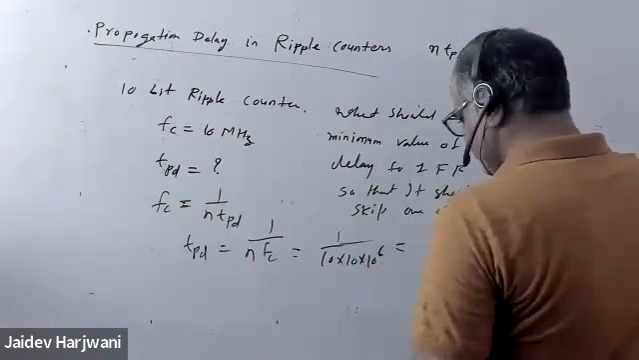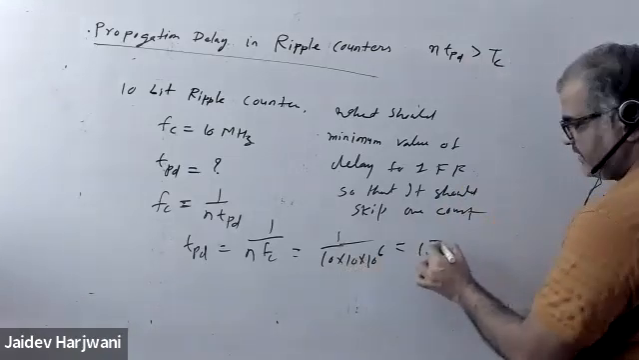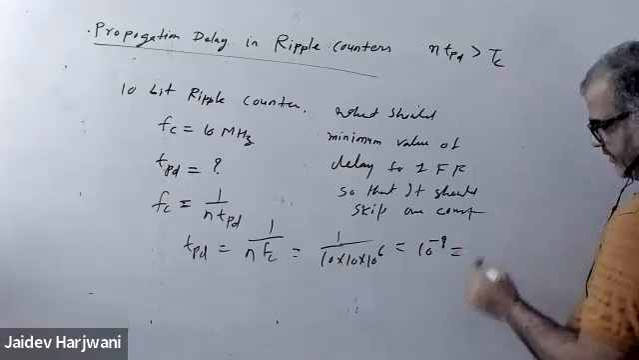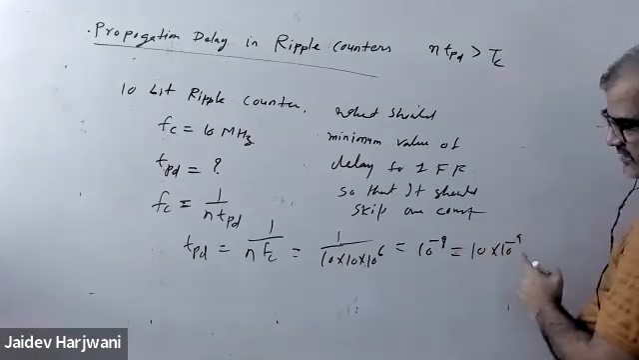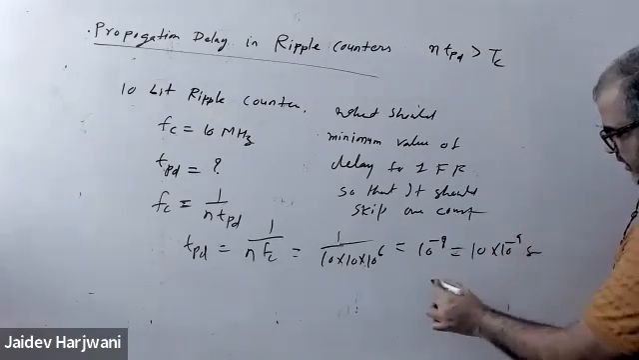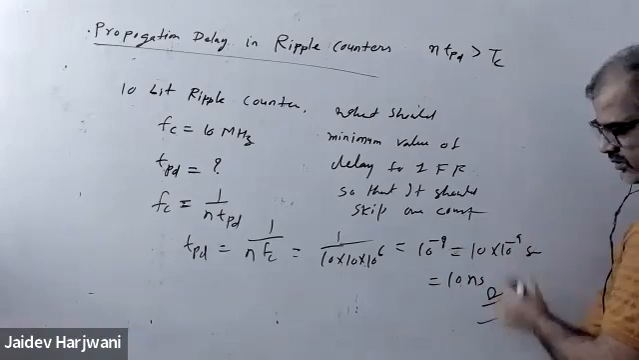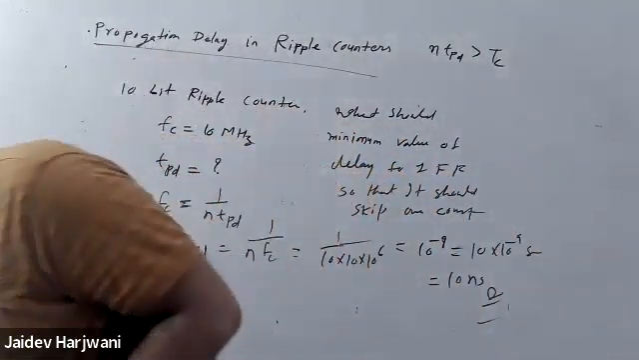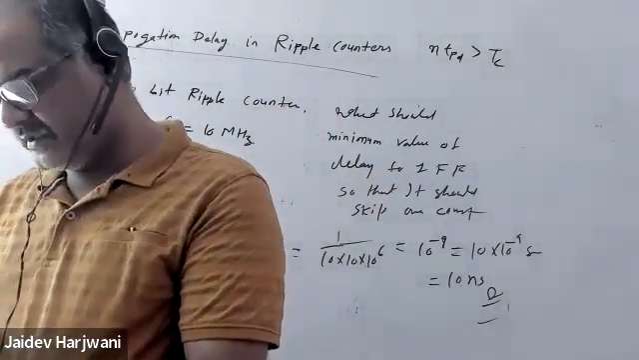So how much does this become? 10 to the power minus 8, or you can put it as 10 into 10 to the power minus 9 seconds. That will become 10 nanoseconds. So the value should be 10 nanoseconds.